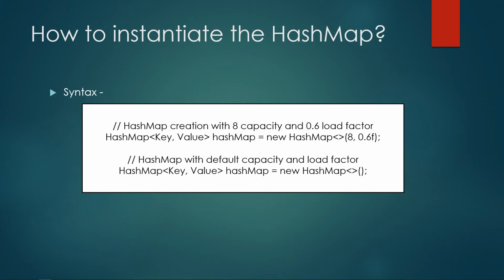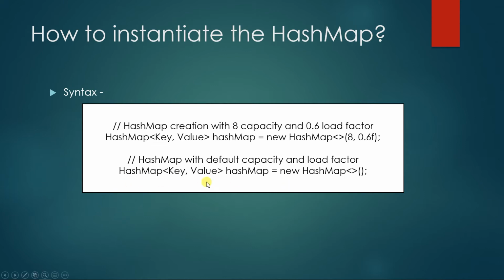So what are these? If you notice in this example, it says 8, 0.6f. Here the first parameter is capacity and the second parameter is load factor. So the capacity of this hash map is 8, meaning it can store 8 entries, and the load factor of this hash map is 0.6. This means that whenever our hash table is filled by 60%, the entries are moved to a new hash table of double the size of the original hash table. So that's how hash maps work.